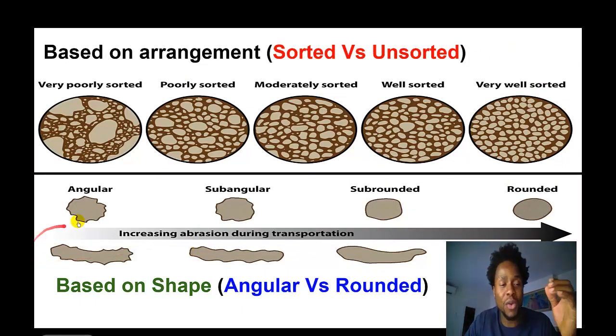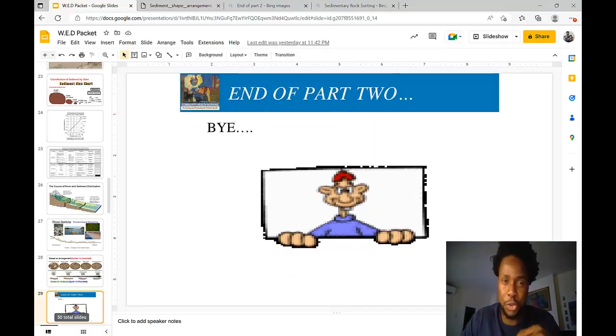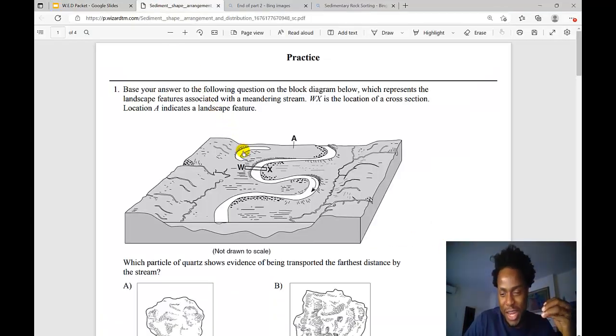So you have the angular, which means they have rough edges, they have angles, while you have the very rounded or smooth sediments because they've traveled a long distance and the rough edges have been worn off. So those are the several ways that you can classify sediments, and that will bring us to the end of part 2. And as usual, we're going to review some Regents questions, and then that'll be the end of part 2. All right, let's do this together, shall we?